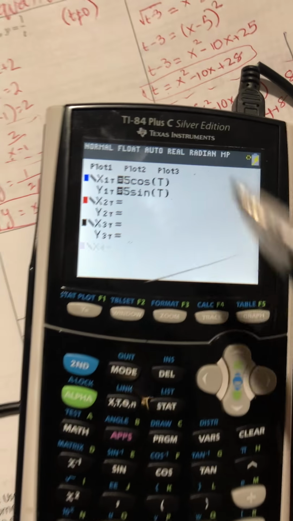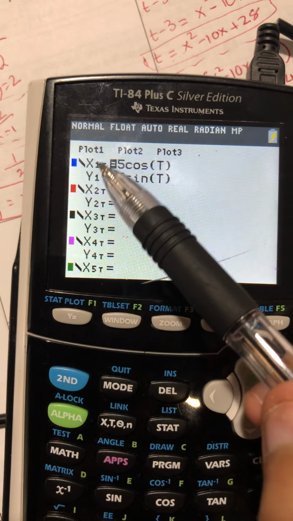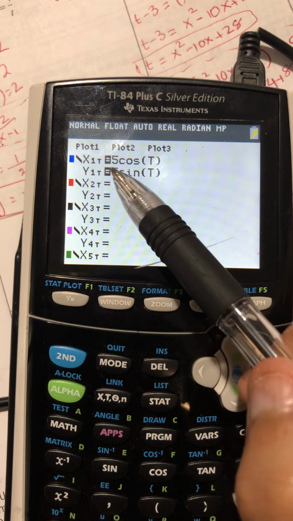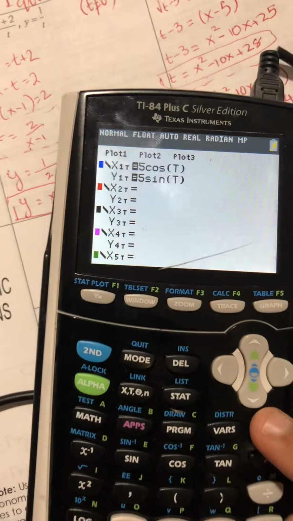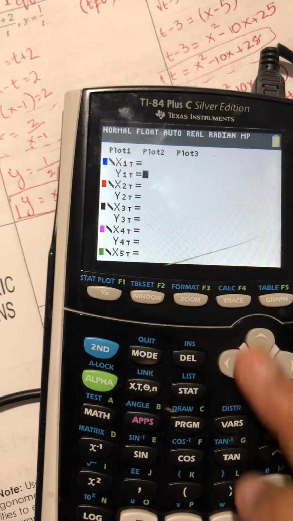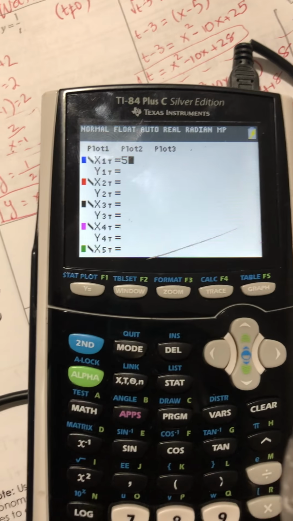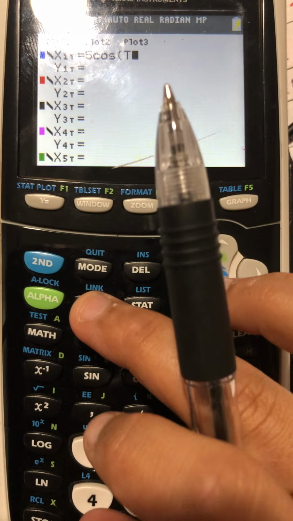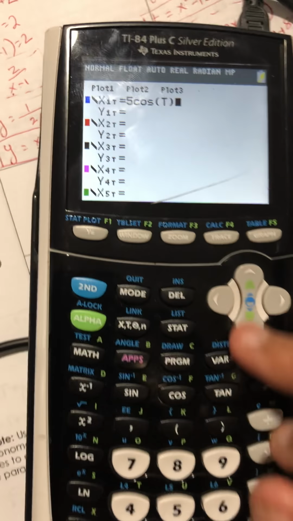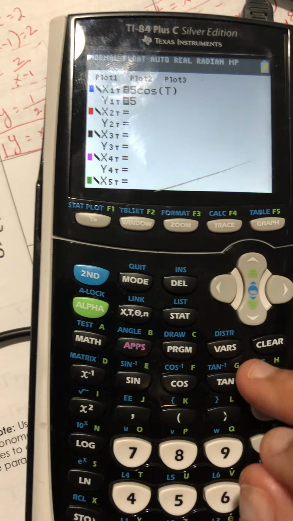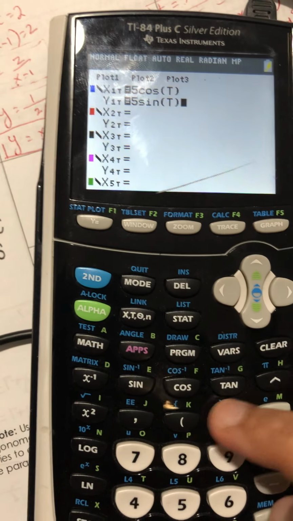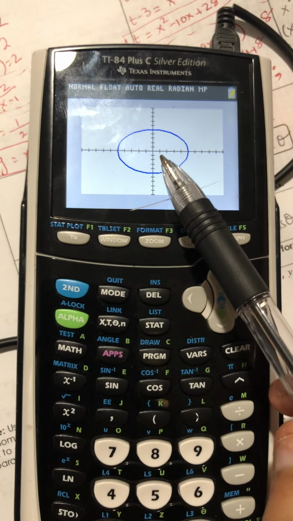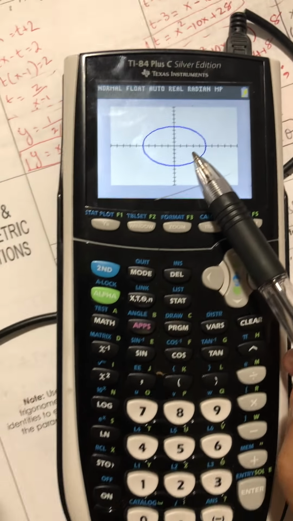Now you will see in parametric mode you have two equations, x1 and y1, and this t means theta. For 5 cos theta, how do I do that? I just entered x as 5 cos and this t as representing theta, closed, and then y would be 5 sine t. When I graph it, you can see it is the same as we graphed for r equals 5.